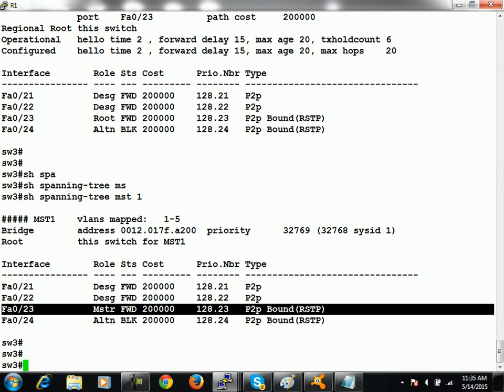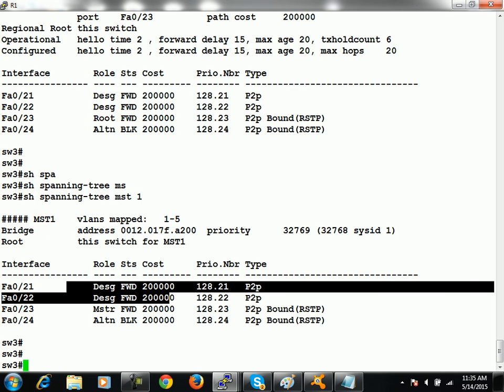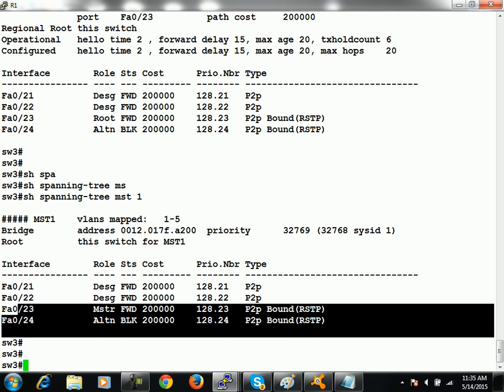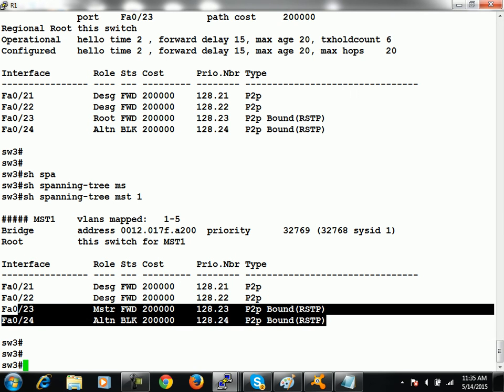Because for instance 1 it is working as a root, that is why 21 and 22 are going towards switch 4. So 21 and 22 both of them are working as a DP. But interfaces which are going towards another region have an elected master, and you cannot manipulate it. Remember, you cannot make 24 master unless you manipulate the RP election for instance 0.